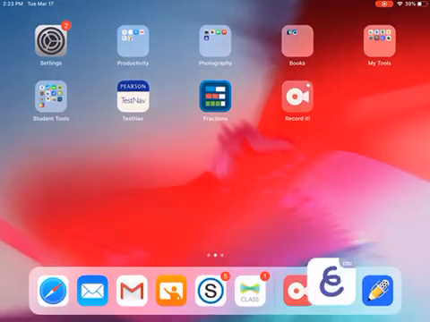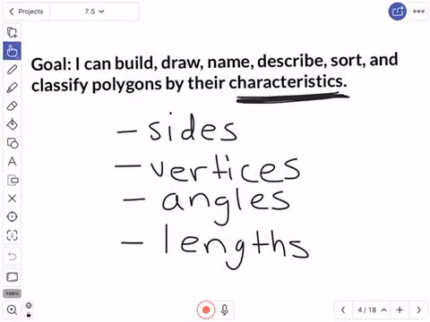Hello everyone, this is your very first math lesson, Unit 7, Lesson 5. Our goal for this is: I can build, draw, name, describe, sort, and classify polygons by their characteristics. You're going to see that this is a lesson that we've already done in class, but just to get us back on track again, we thought it'd be nice to start with some stuff that we've already done.